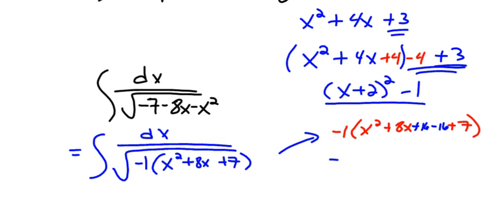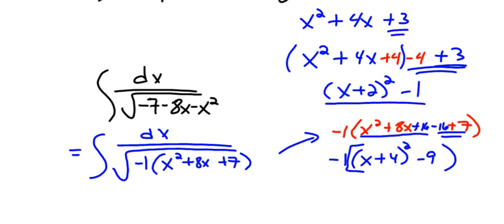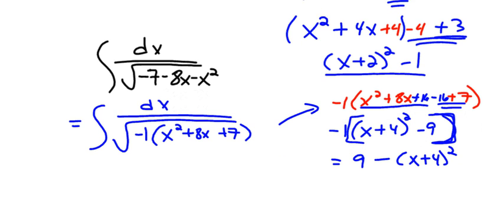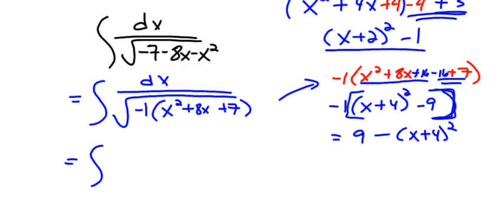So then I can go ahead now and say these 3 terms are a perfect square trinomial. And then I'm going to combine these 2, which would be negative 9. Let's do brackets. All right, so now I'm going to go ahead and distribute this negative back in, and I'll get positive 9 minus this. So then I'm going to go ahead and replace this into my integral.